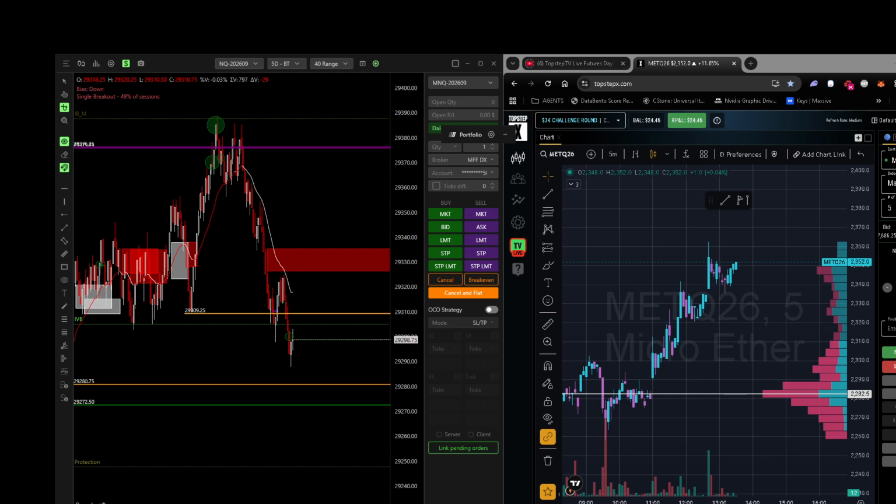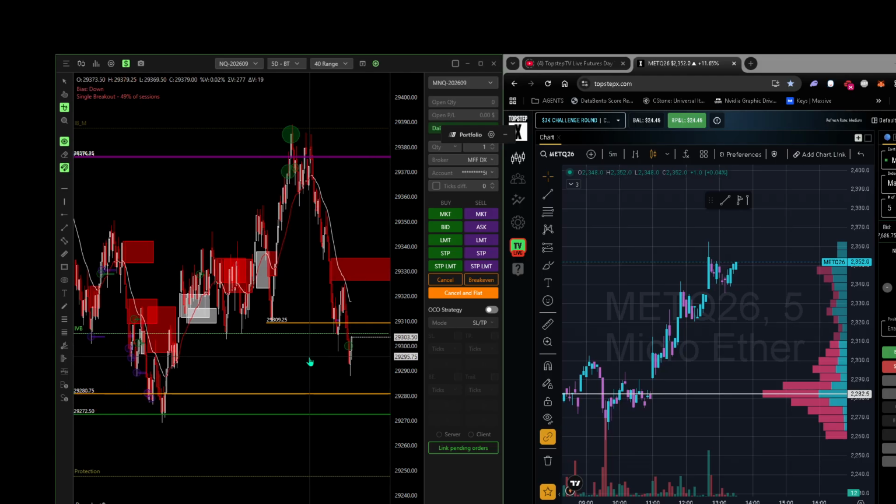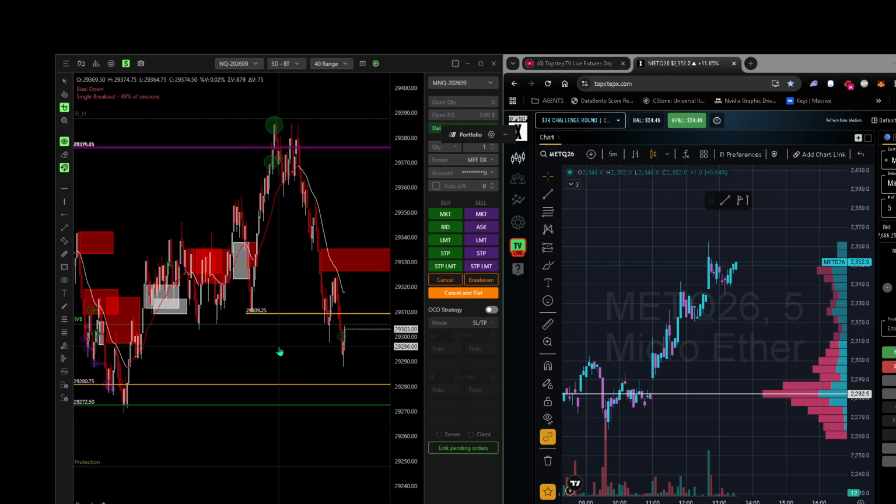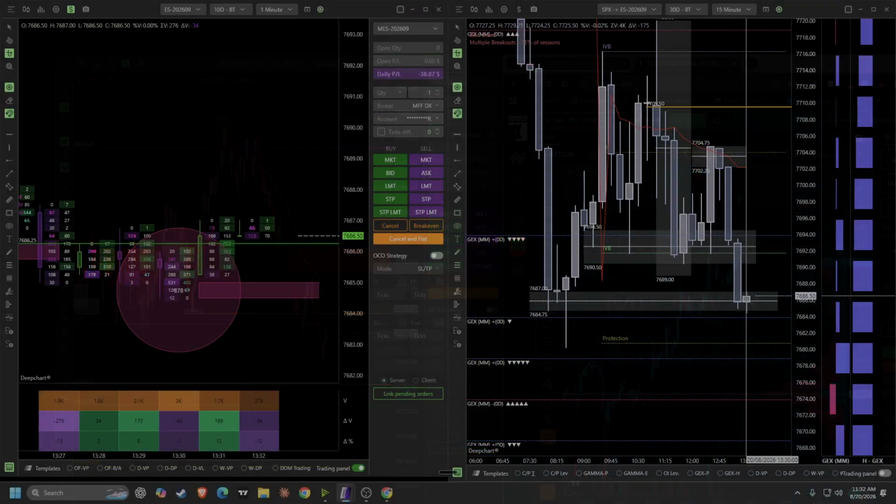Buyers are winning this battle. Nasdaq's also retesting the initial balance low here.